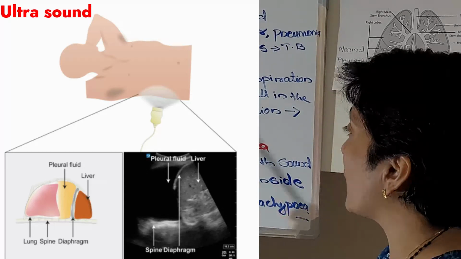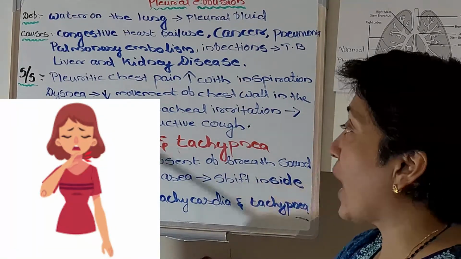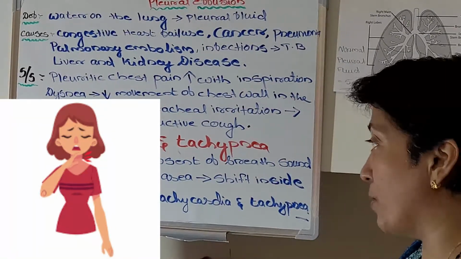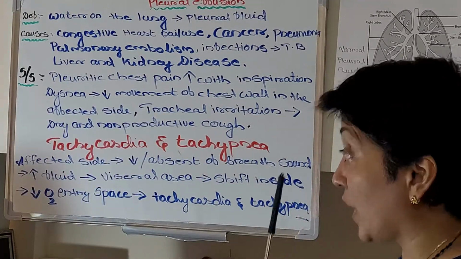Then tracheal irritation will be there. Because of the tracheal irritation, a dry and non-productive cough will be there. The main signs and symptoms of pleural effusion are tachycardia and tachypnea.